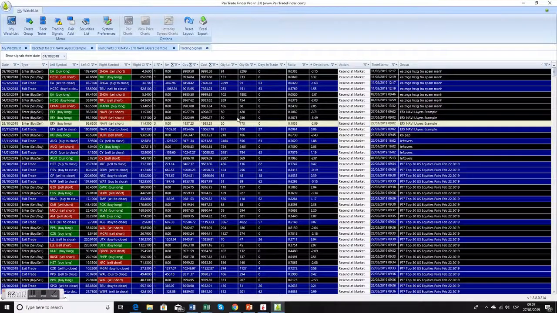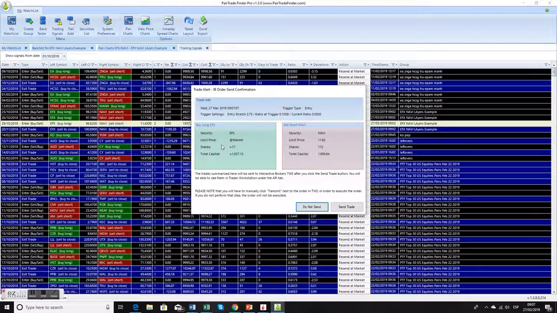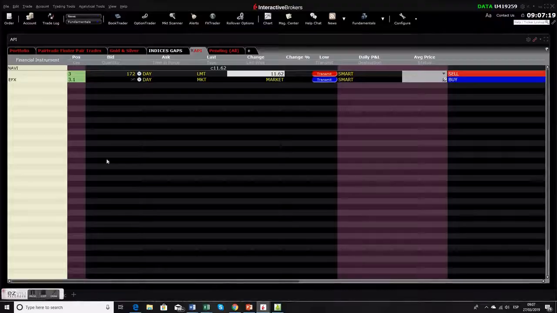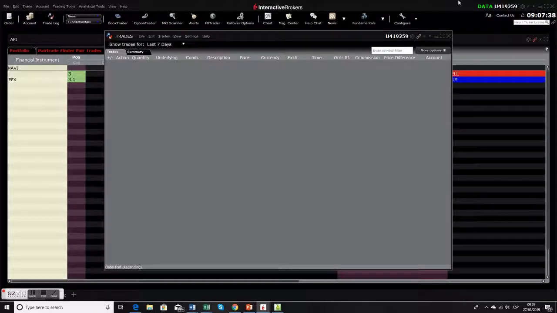So you've got a trade. You want to resend it to Interactive Brokers. You just say resend at market. It's taking the latest close prices, gives you the ratio differences, and then you just say send trade to your IB API. And you'll see, boom, it's just come up in the API screen. Navi, it was 172, limit order at 1162, sell. If I hit transmit, it then activates the pair trade order, and as soon as that 100% fills, the rest is bought at market, and you'll see the confirmation when you look into your trade log. It'll pop up right there.